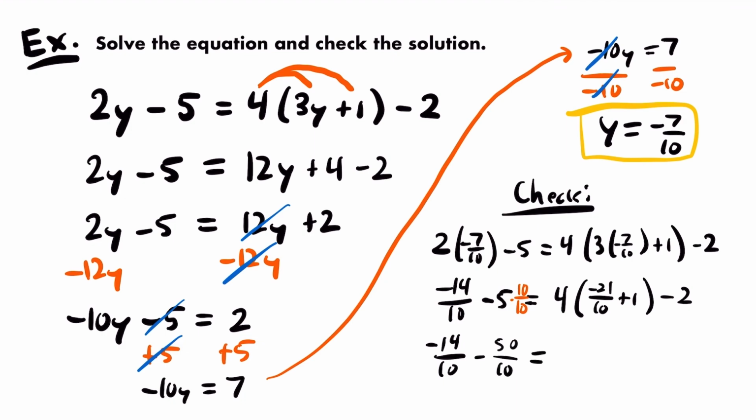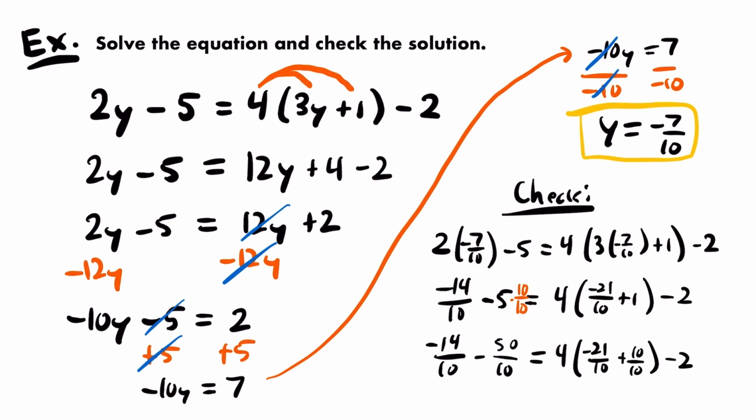And then on the other side of the equation, we still have 4 times negative 21 divided by 10 plus 1. You can rewrite 1 in terms of tenths. It would just be 10 divided by 10. So we have negative 21 divided by 10 plus 10 divided by 10 minus 2.